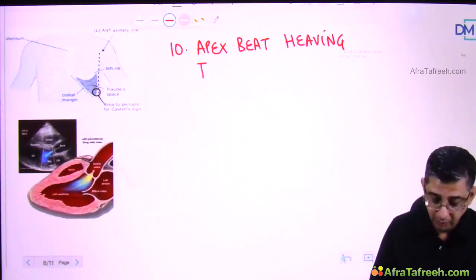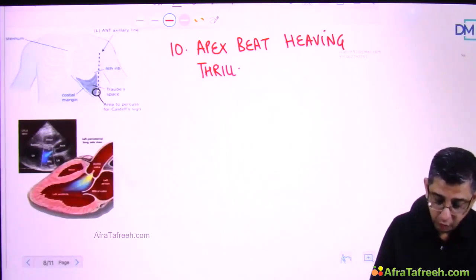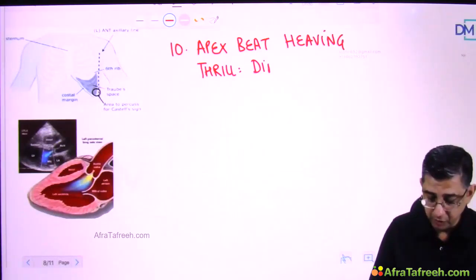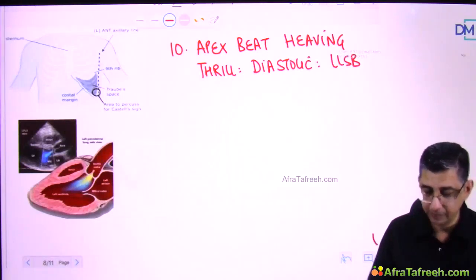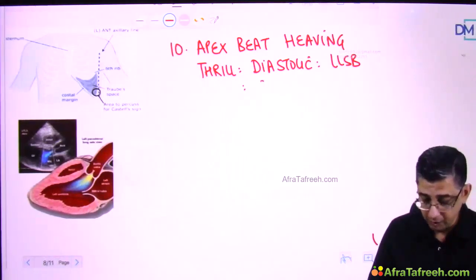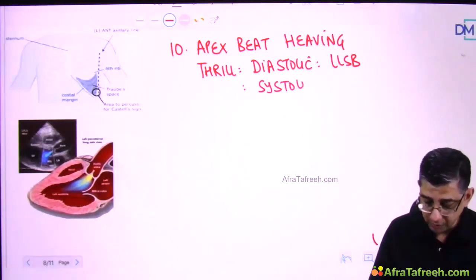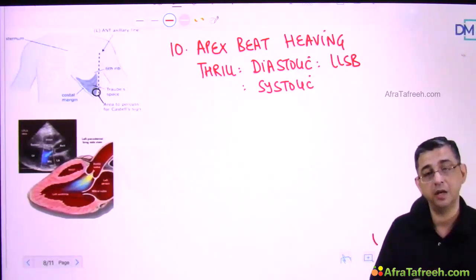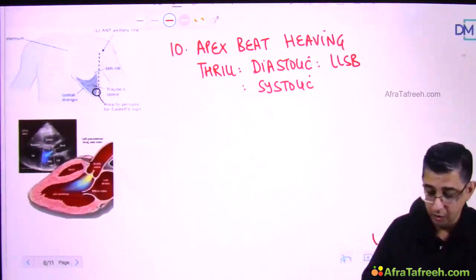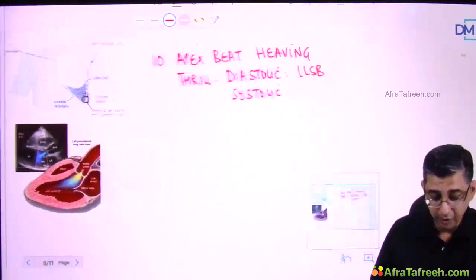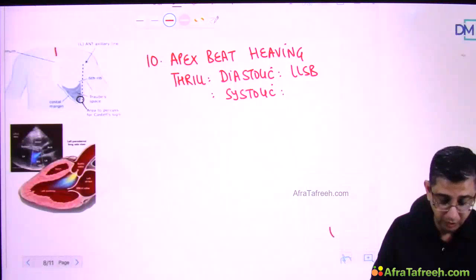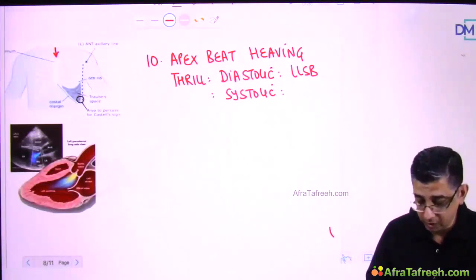You might even be able to feel the thrill. Usually the thrill that you will feel will be diastolic, and this diastolic thrill is appreciated on the left lower sternal border. But you may even be able to appreciate a systolic thrill in the patient sometimes, because lots of times AS and AR could be coexistent also. So if you are appreciating a systolic thrill, most of the time it will be felt in the suprasternal notch of the patient.